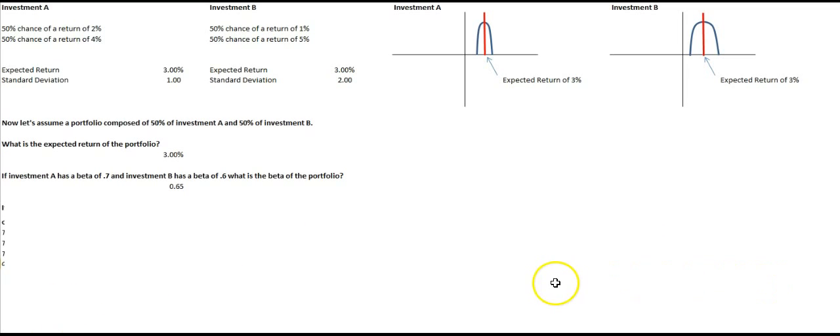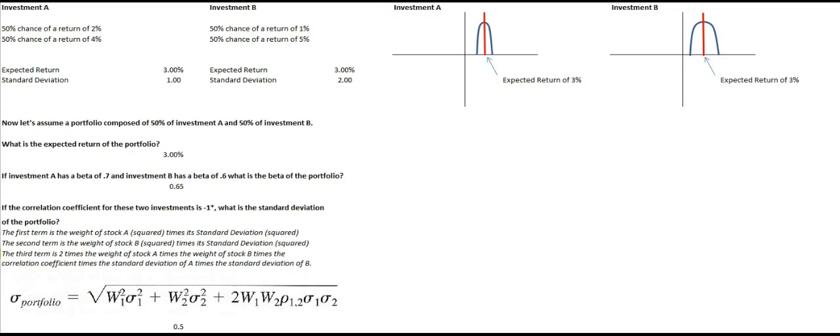Next, this question asks us, what's the beta of the portfolio? Well, the beta, remember, measures how much a stock moves in comparison to the market. A has a beta of 0.7, B has a beta of 0.6. We do a weighted average, just like we did on the expected return. 0.5 times 0.7 plus 0.5 times 0.6, and we end up with 0.65. In other words, halfway in between 0.7 and 0.6.